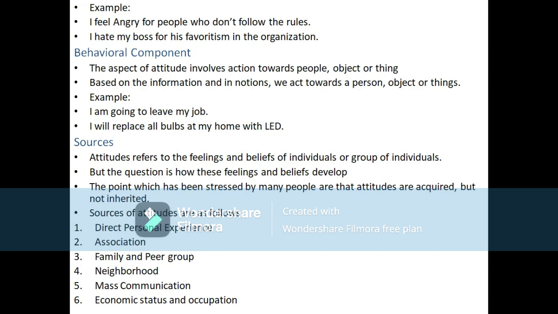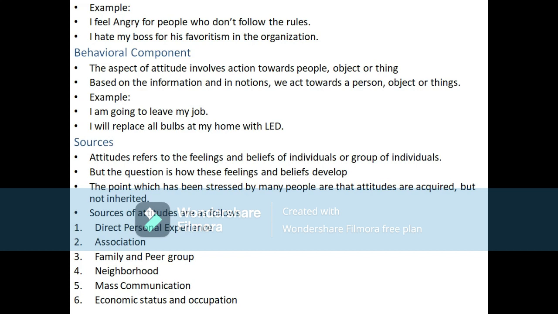Many attitudes are acquired. So what are the sources for this acquisition? Because attitudes are not inherited, they are acquired. So in what cases are we acquiring those attitudes? Here we have many sources, like direct personal experience, because through personal experience we may change our attitude. We may have some attitudes through association, through family and peer group, neighborhood, mass communication, economic status and occupation. So these are different sources of attitudes.